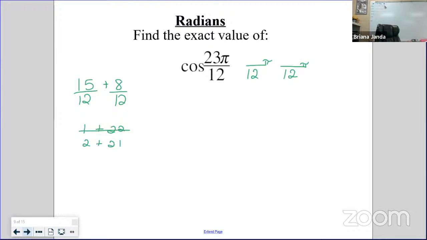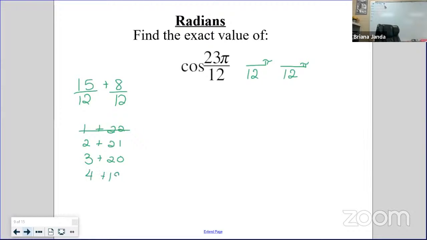2 plus 21, would that work? Actually, it does. 2 and 12 simplify. 21 and 12, both divisible by 3. That actually would be an okay option, okay? And keep going. So yeah, you could use that one. 3 plus 20, would 3 plus 20 be an okay option? Yeah, 3 and 12 simplify, 20 and 12 simplify.